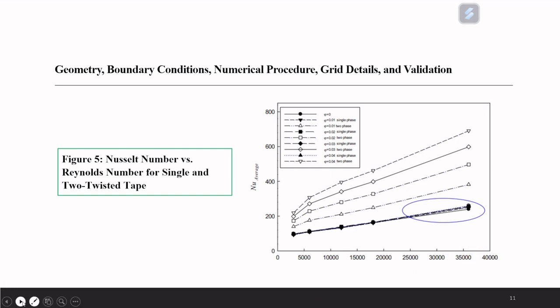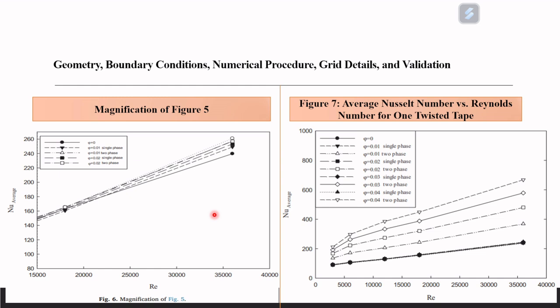And figure 6 is the magnification of figure 5, which helps us closely observe the difference between the single phase and two phase models under different conditions, and the lines in the graph represent different cases based on the twist ratio and the flow model.